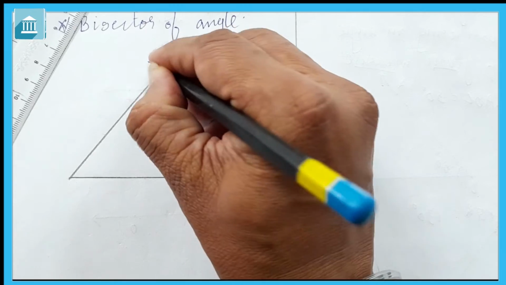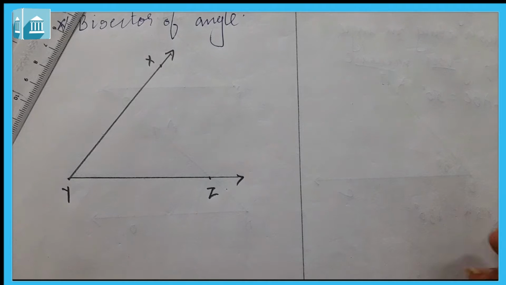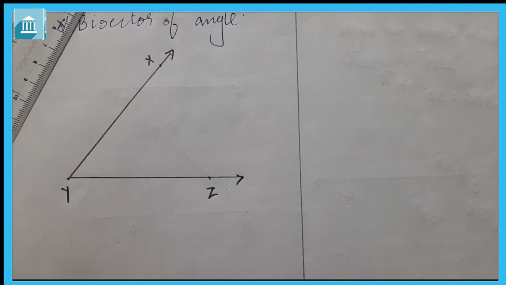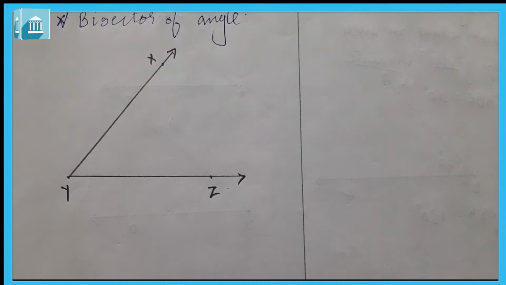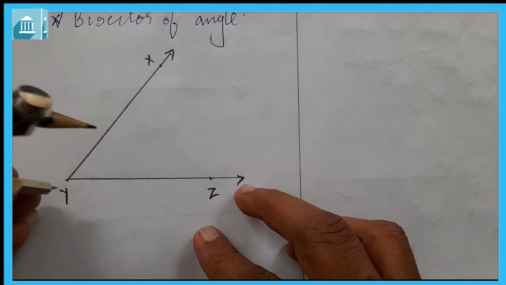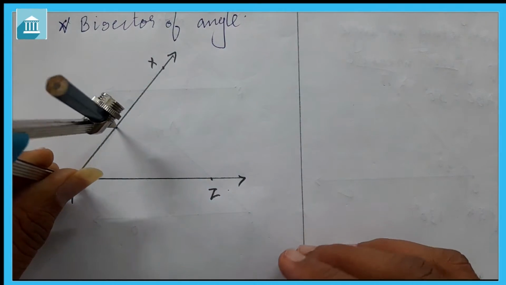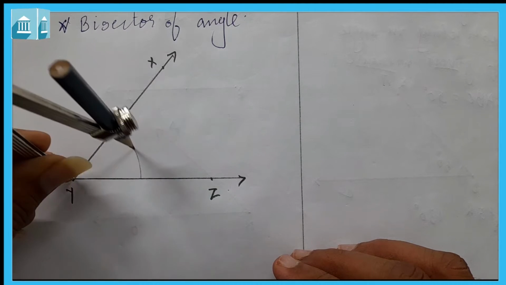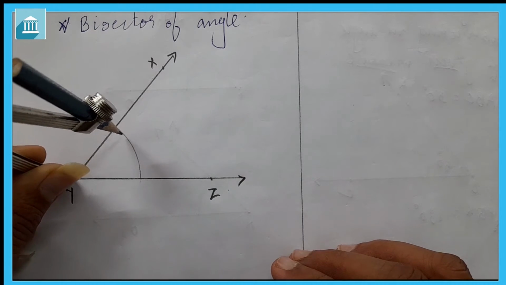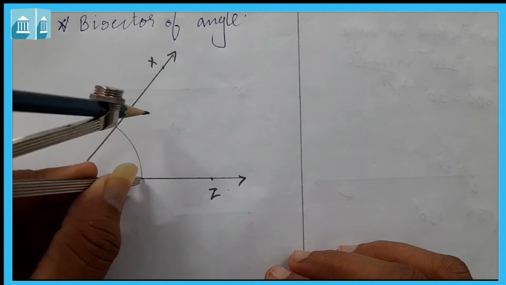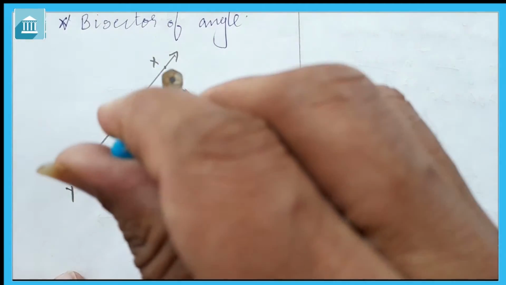Let this angle be XYZ. Now we need to draw its bisector. अब इनका बाइसेक्टर ड्रॉ करना है तो then with convenient radius, कोई भी एक रेडियस लेके हम एक यहाँ पे आर्क खींचेंगे. फिर with same radius we will draw one arc here.